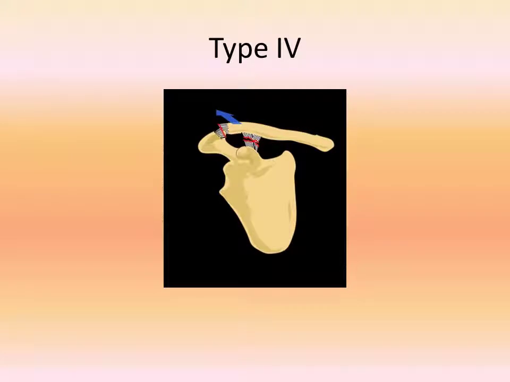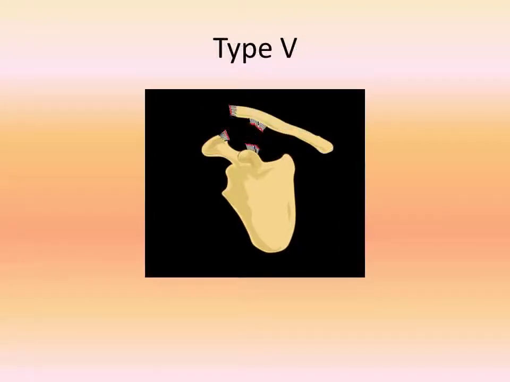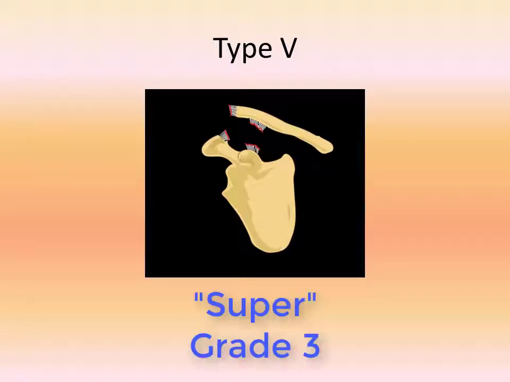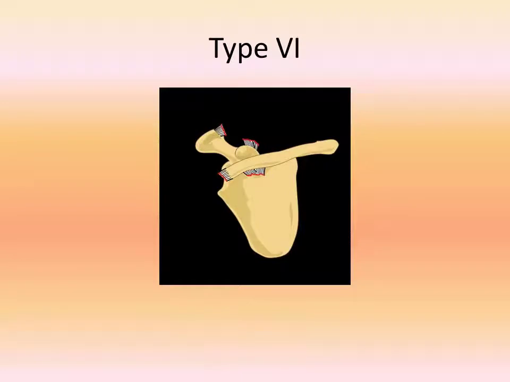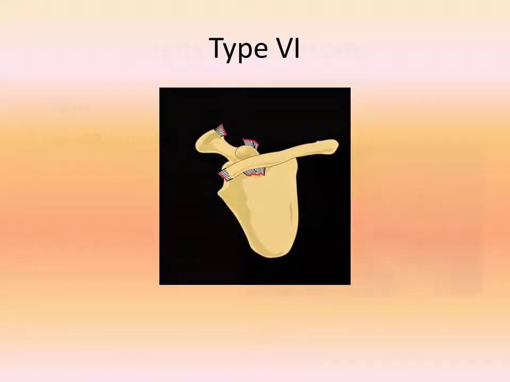In a type 4, again, we will call a grade 3, the clavicle displaces posterior to the acromion. In a type 5, you will see something called tenting, and oftentimes we will consider that a super type 3. And then type 6, the clavicle will move anterior and inferior to the coracoid process.